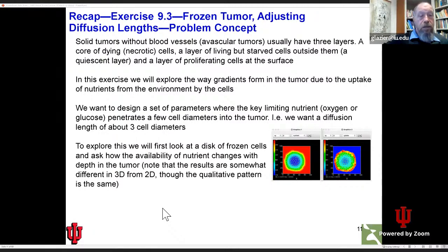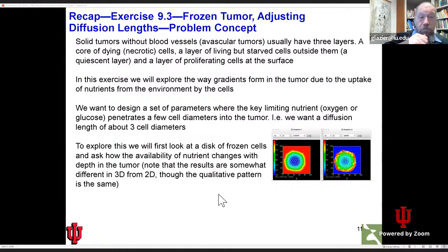And we'll define a key limiting nutrient. We call it oxygen glucose. And we're going to, from observation, biologically say that it penetrates a few cell diameters into the tumor. Remember our concept of diffusion length. We want the diffusion length to be a few cell diameters, say 3 cell diameters. And the first thing we're going to do is have a fixed disk of cells.